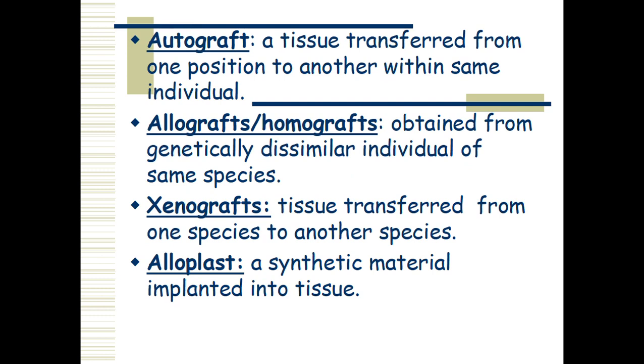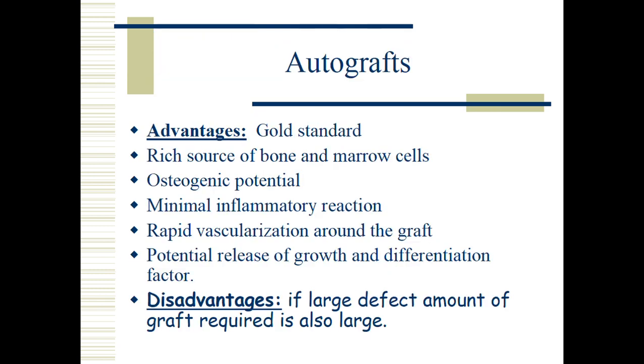And the definition of all the grafts: autograft, tissue transfer from one position to another within the same individual. Auto means the graft is obtained from the same individual. Allograft means obtained from a genetically dissimilar individual of the same species. Xenograft, tissue transfer from one species to another species. Alloplast, as the name suggests, plast is a synthetic material that is implanted into the tissues.